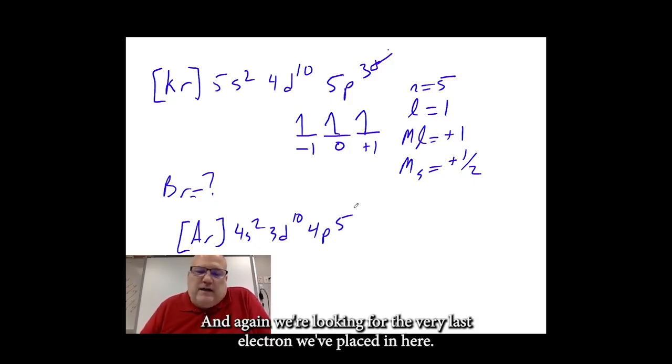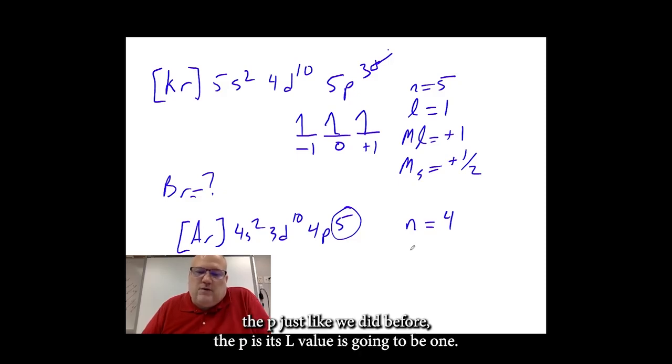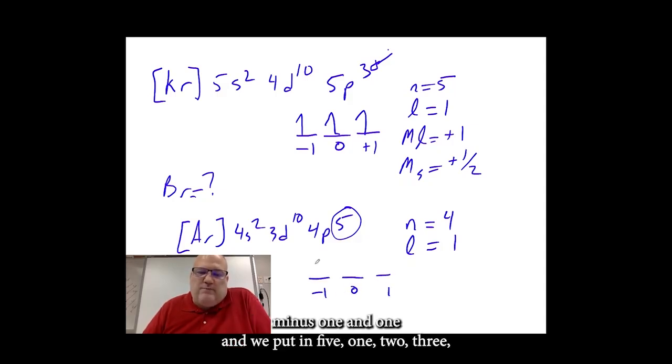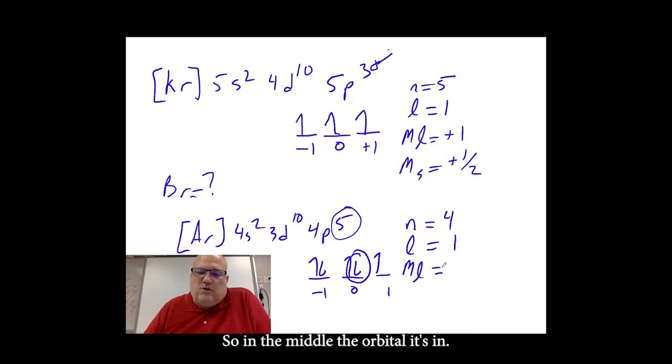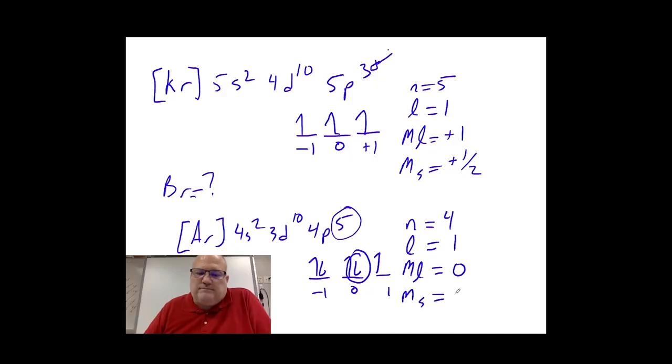And again, we're looking for the very last electron we've placed in here, and we would be able to go n equals 4, because it's in the 4th energy level. The p, just like we did before, its l value is going to be 1. And if we have 3 orbitals here that are 0, -1, and 1, and we put in 5, 1, 2, 3, 4, 5, wouldn't this be the electron that we're looking at here? So wouldn't the ml, the orbital that it's in, wouldn't it be 0? And wouldn't this be the second electron that we put in here?